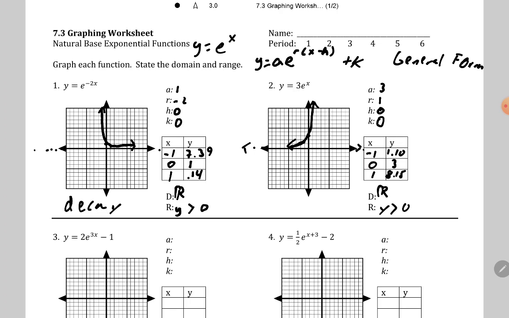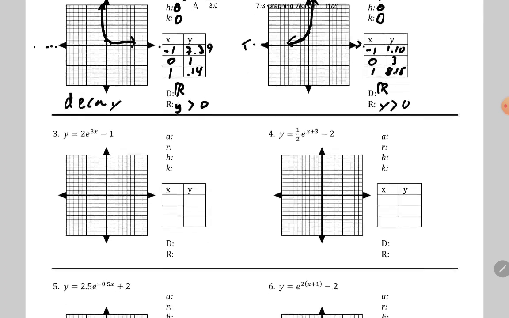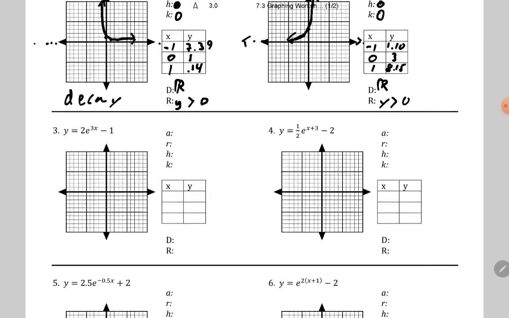Alright, let's do a different one. Number 4. A is 1/2. R is 1. H is -3. So remember, once again, H is always the opposite of whatever it says, x plus 3. So H is -3. K is -2. Domain is all real numbers. Now this is where it changes. K is -2, so y is greater than -2.